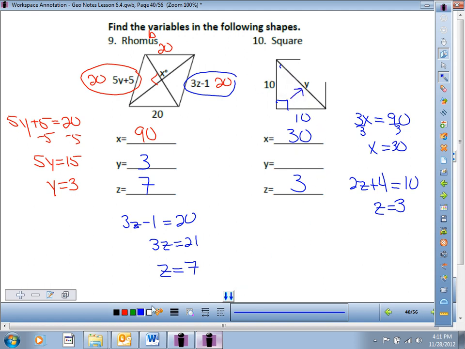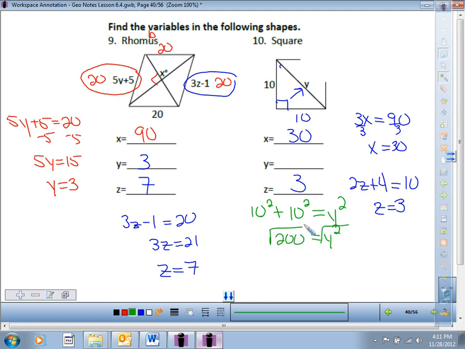So when we set this up, we can go a squared plus b squared equals c squared. Or y squared, this is y squared. So that's 100 plus 100, which is 200, equals y squared. And we square root both of those. You take the square root of 200, and it's 14.1. So y is approximately 14.1. That diagonal is about 14.1.